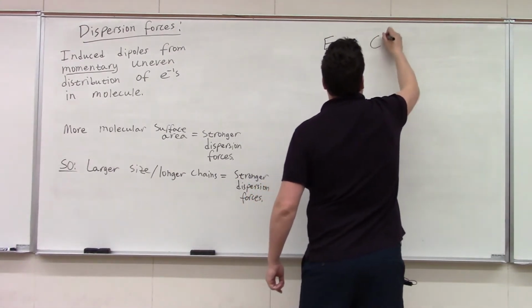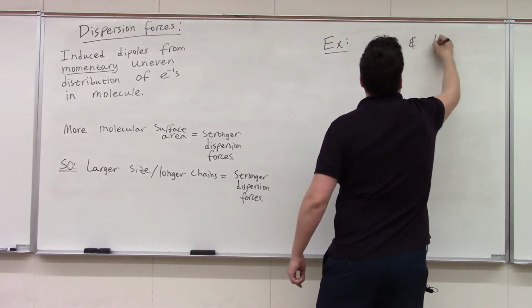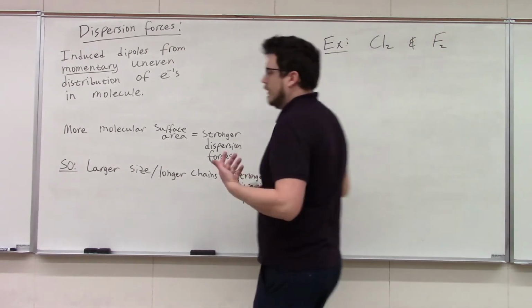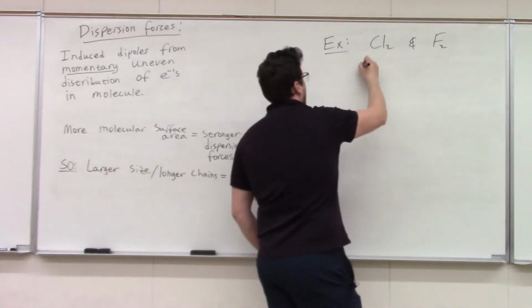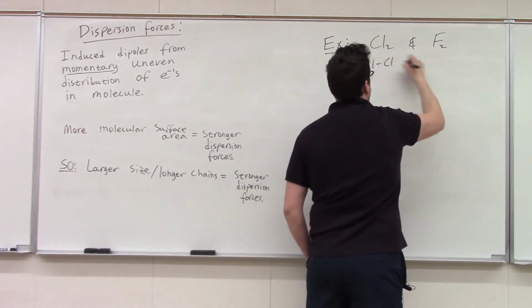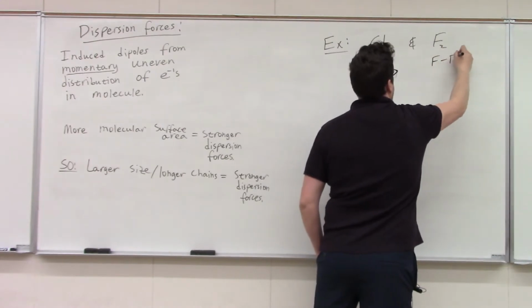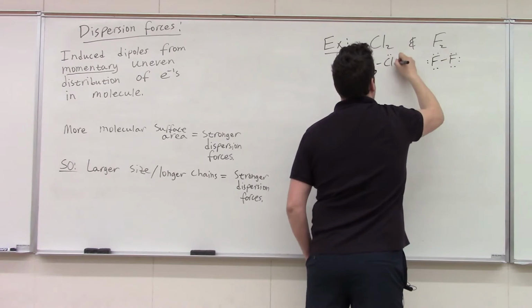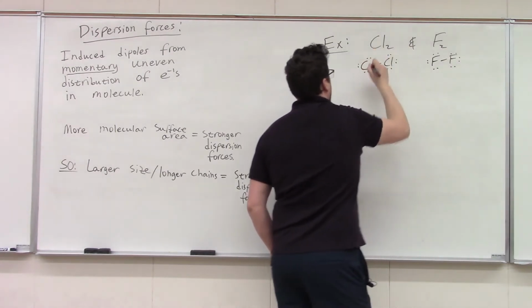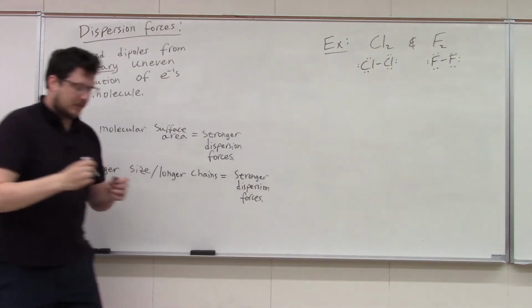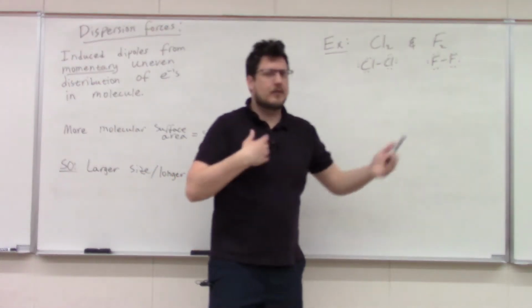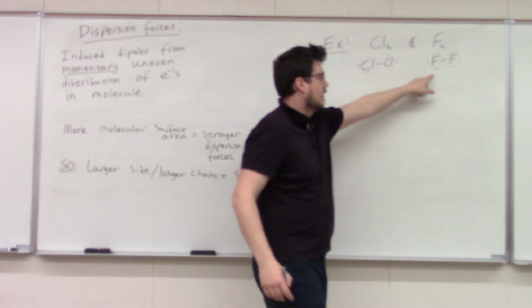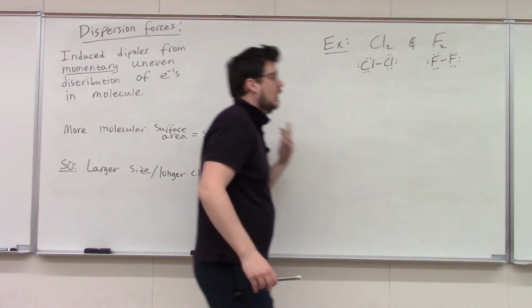if we compare Cl2 and F2, these are both nonpolar molecules. You have chlorine bonded to chlorine, whoops, fluorine bonded to fluorine. I'll even put the dots in. All right, those are our Lewis dot structures. They're going to share electrons equally. This chlorine isn't going to be any more electronegative than that chlorine, so this is a nonpolar molecule. Same here, this fluorine matches that fluorine, nonpolar.